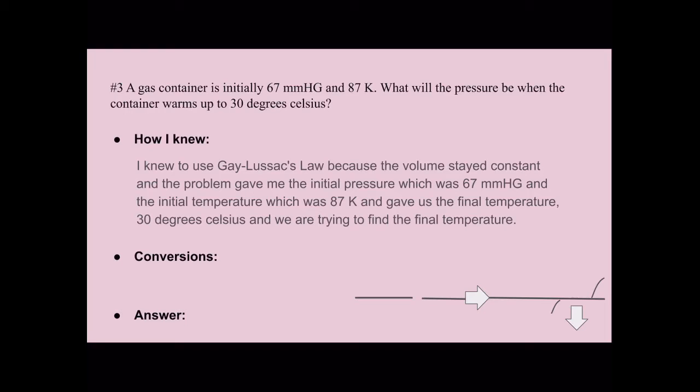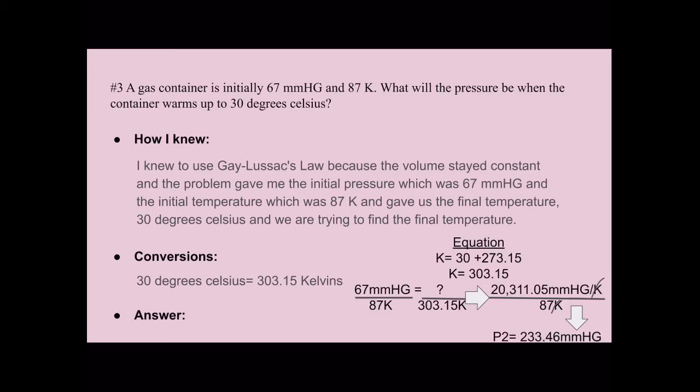Before solving, you have to convert the 30 degrees Celsius to 303.15 kelvins, so that at the end, the kelvins can cancel out to leave you with millimeters of mercury. Then use the equation P1 divided by T1 equals P2 divided by T2, and put 67 millimeters of mercury for initial pressure, 87 kelvins for initial temperature, and then on the other side, put a question mark for final pressure since we're trying to find that, and then 303.15 kelvins for final temperature.